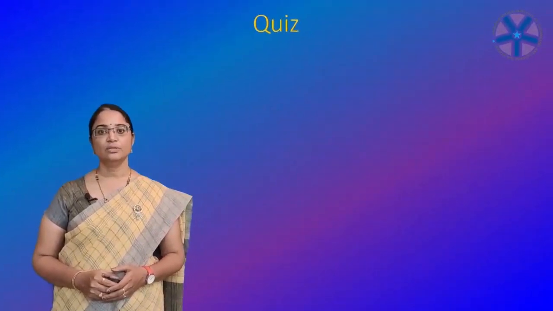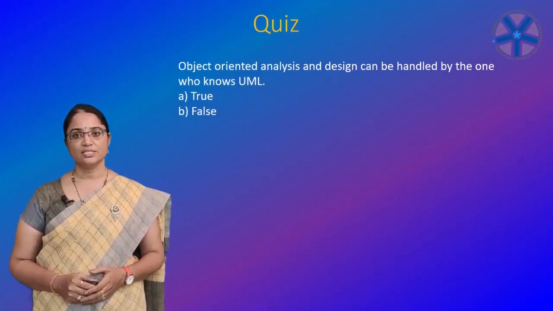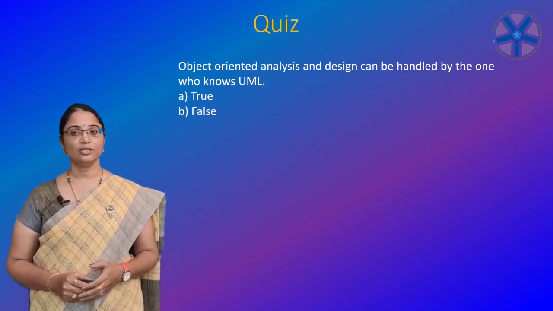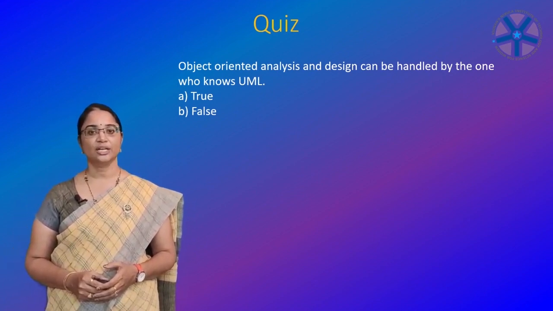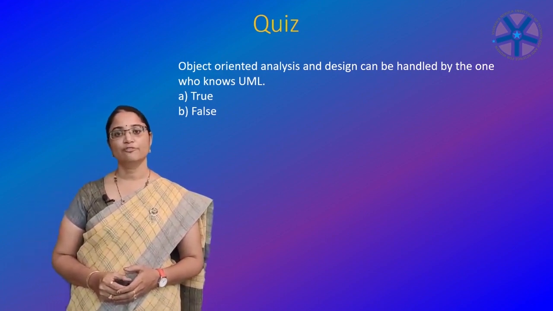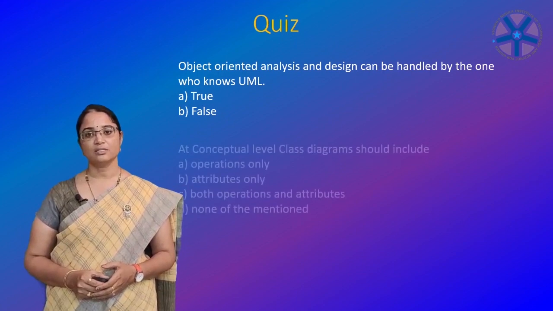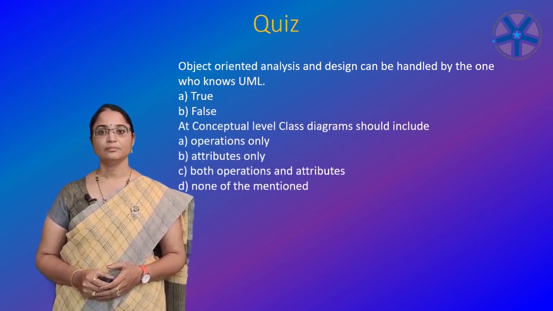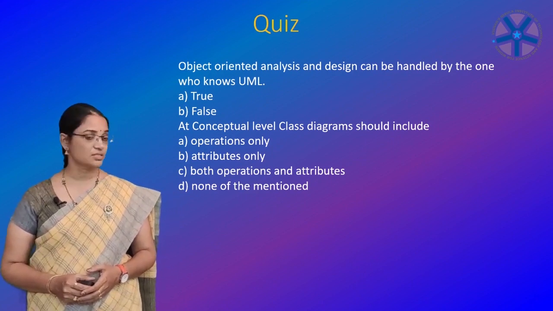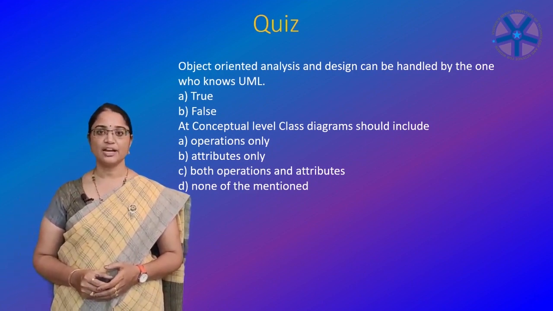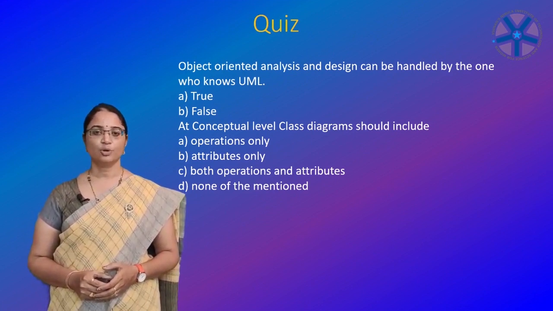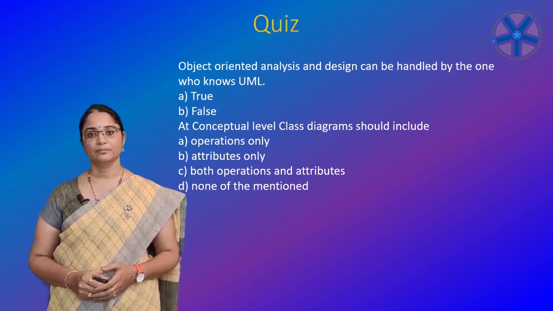So coming to the next one, object-oriented analysis and design can be handled by one who knows UML. So if we know the UML, we can handle object-oriented analysis and design. The options given are true and false. The correct answer is false. At the conceptual level, the class diagram should include operations, attributes, both operations and attributes, none of the mentioned. At the conceptual level, it is enough to have attributes only.